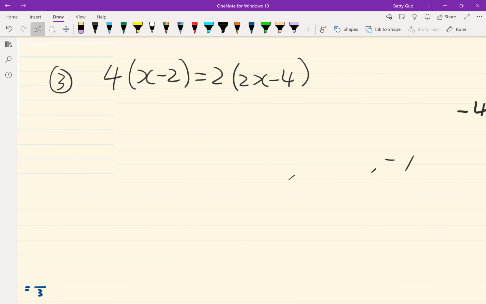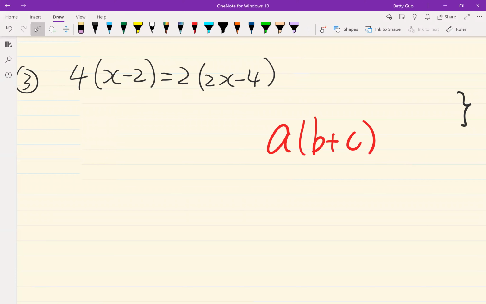Oh, we have a parenthesis in this case. What does the guideline say if you have a parenthesis? Yeah, you distribute. You're going to simplify each side first. Distributive property. We learned this property last chapter.